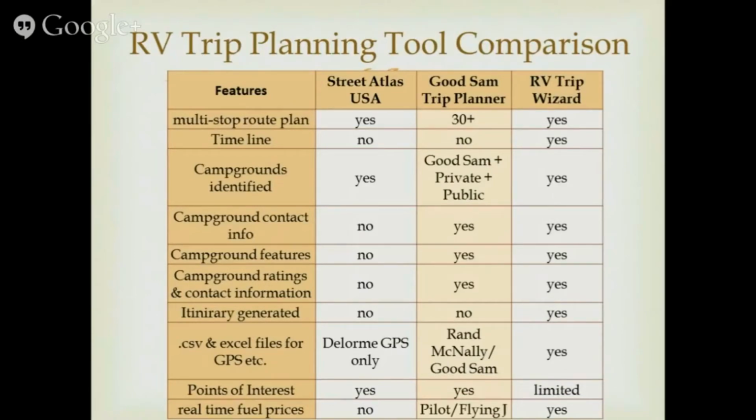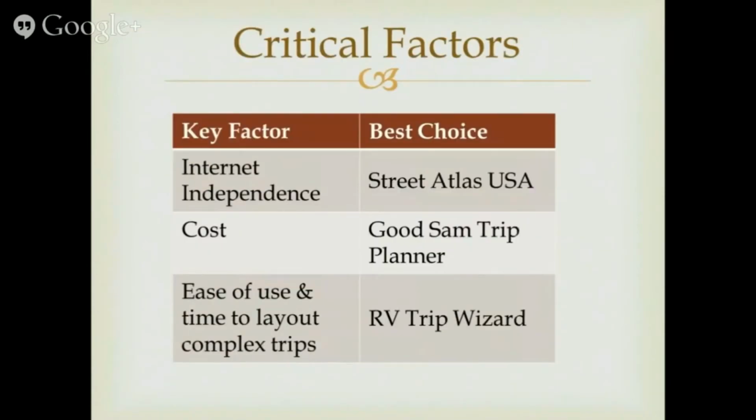So those are the positives. The decision is yours to make based on the factors that are most important to you. If you want internet independence, then something like Street Atlas USA is a better solution for you. If the annual cost bothers you, then take a look at the Good Sam Trip Planner. If ease of use and time to lay out a complex trip is important to you, RV Trip Wizard might be the solution.